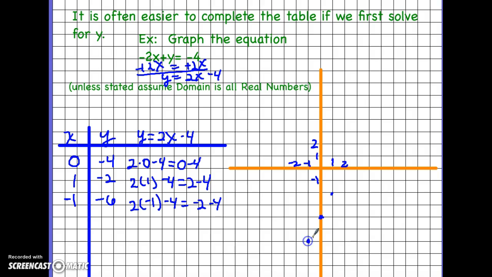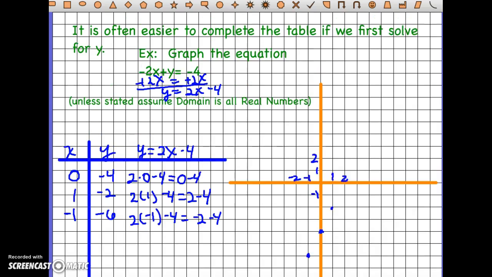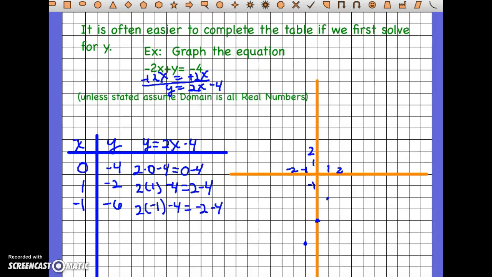Notice, since my domain is all real numbers, all of these in between numbers work as well, and it would continue on forever. So hopefully you can see that this is a nice line, and so I can go ahead and complete that line. It's going to go through my other points and would keep going on forever. And it would also keep going on forever in the opposite direction. So my line would look like that.